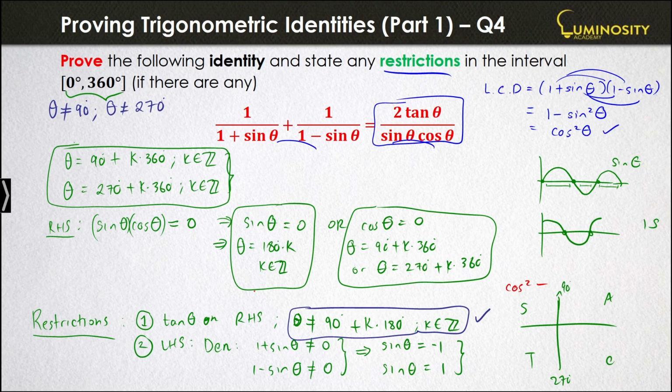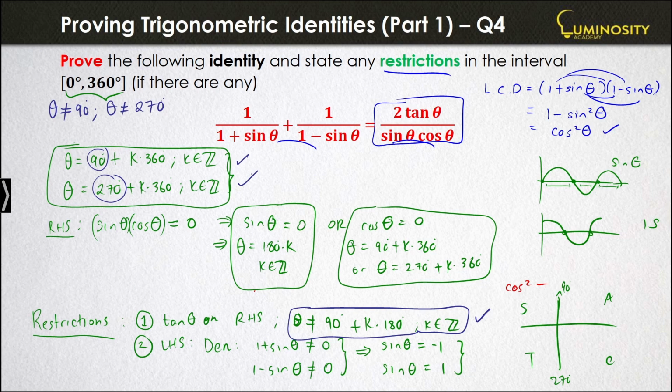So I've exhausted all those solutions. What about these ones here? Well, if I put k equals 0, I get 90 degrees again, which I've already got. And if I put k equals 0 here, I get 270 degrees, which I've already got. And then adding or subtracting any integer multiple of 360 is going to go outside that domain. So we've exhausted all these restrictions.